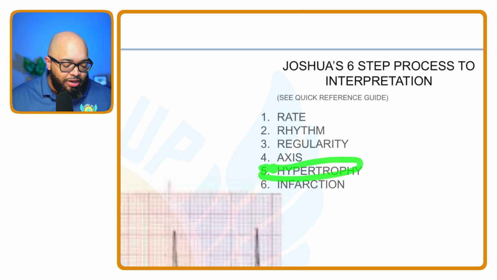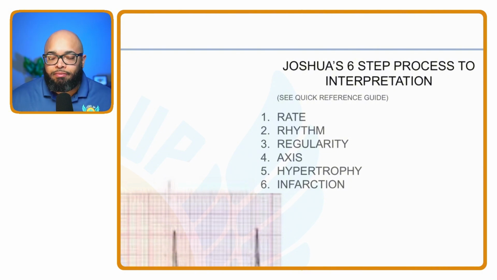Step number 5 is we look for hypertrophy. We talked about that earlier in the previous session. We talked about evidence of hypertrophy. So for instance, if we're looking for right atrial hypertrophy, we're going to look for a P wave in V1, and we're going to compare the P wave in V1 and V2 to tell whether it's right atrial or left atrial.